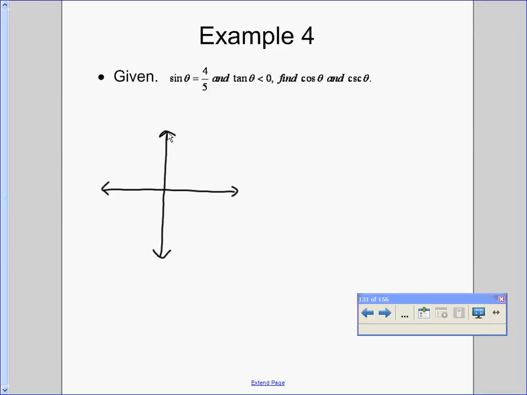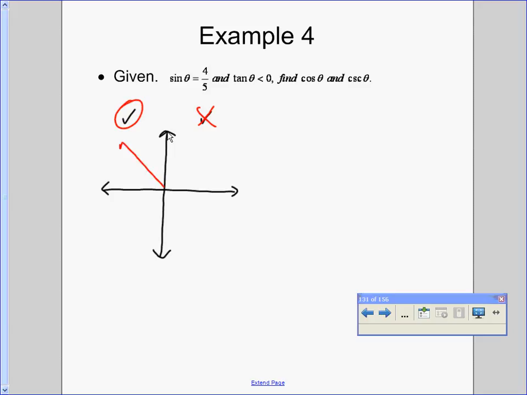So you know that the sine is positive. So if the sine is positive, that means it's in the first or the second quadrant. If the tangent is less than 0, then that means that cosine has to be negative. So that means that we're going to fall within our second quadrant. We're going to be here and not here.